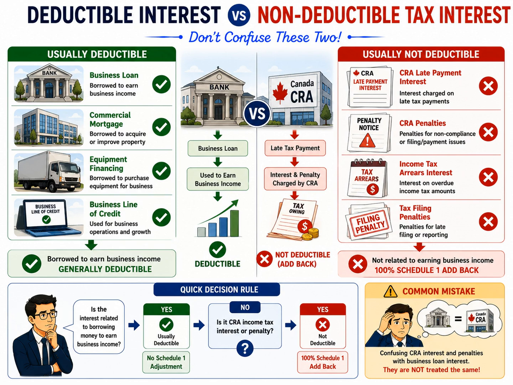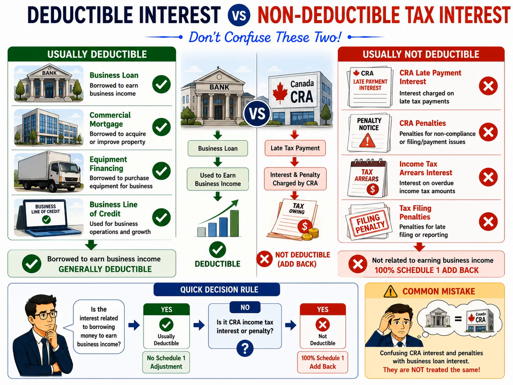Business loan interest is generally deductible and usually requires no Schedule 1 adjustment. CRA interest and penalties related to income taxes are generally not deductible, so the full amount must be added back on Schedule 1. Whenever you're reviewing an interest expense, ask yourself one simple question. Why was this interest charged? If it was charged because the corporation borrowed money to earn business income, it is generally deductible. If it was charged by the CRA because of late payment of income taxes or tax penalties, it is generally not deductible and should be added back.